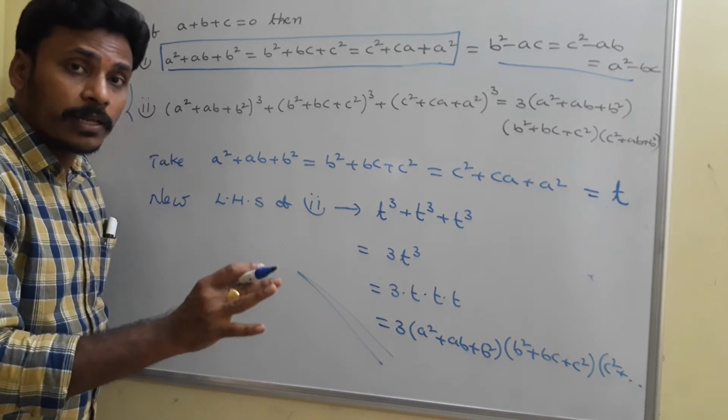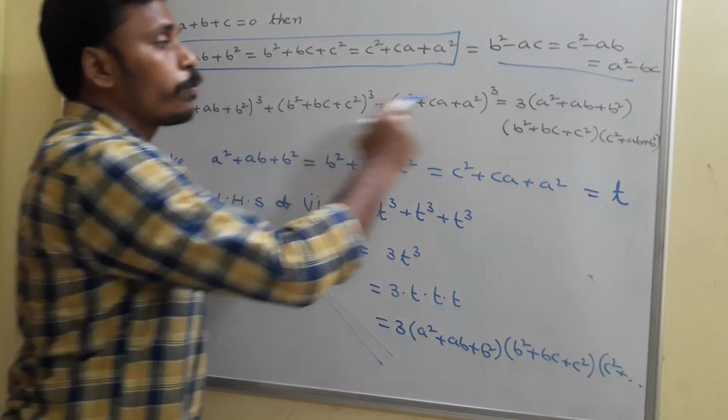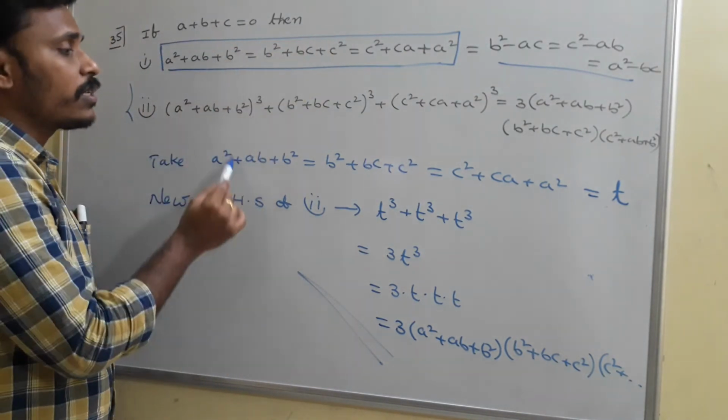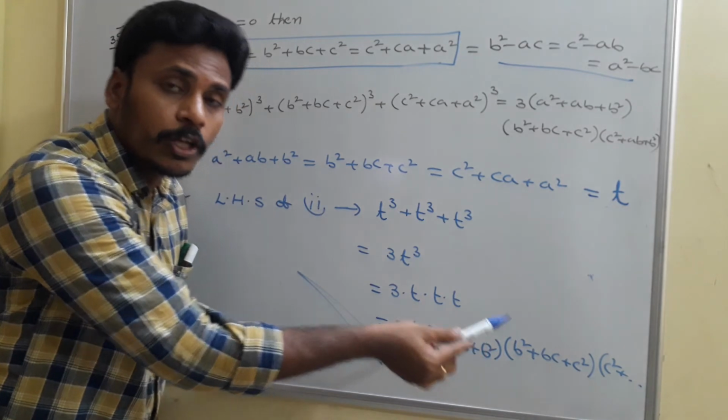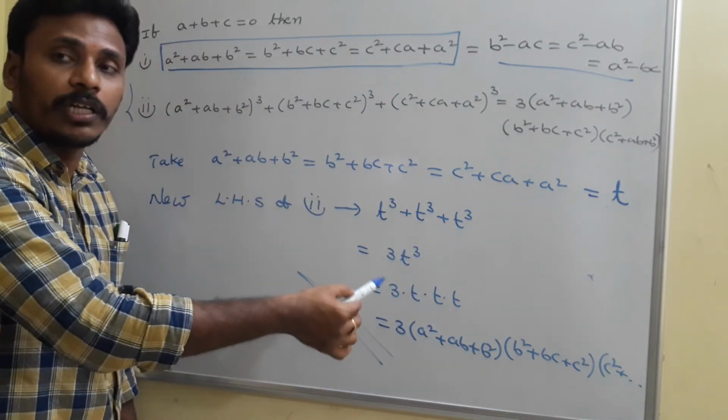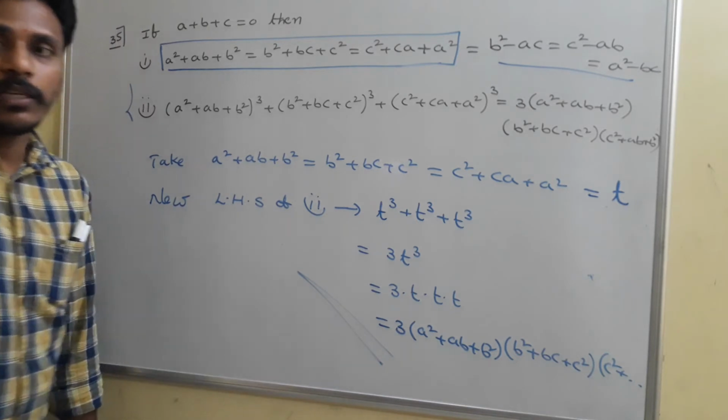You just have a look. See, if a plus b plus c is equal to 0, we need to prove the second one. For that, we are using the first one. Since these three are equal, let it be some t. So the left side of the second part is 3t cube, and it is 3 into t. There ends the right side. Just have a look.